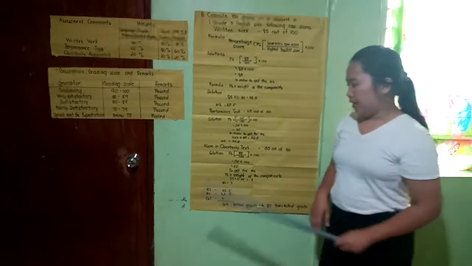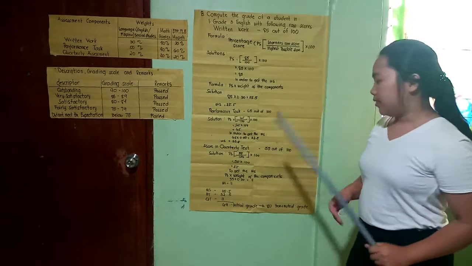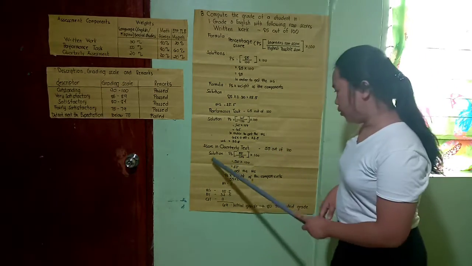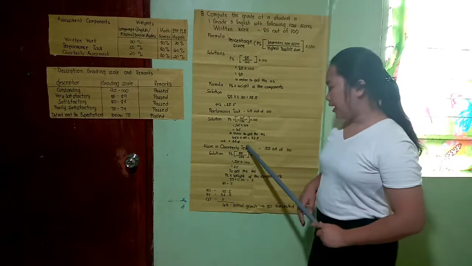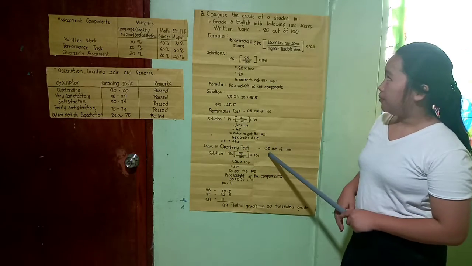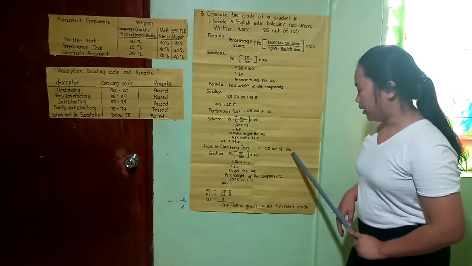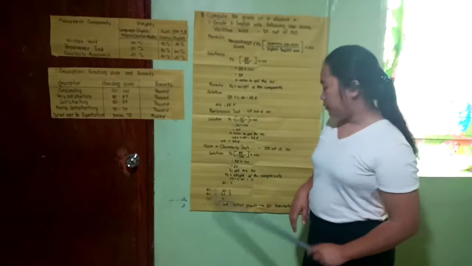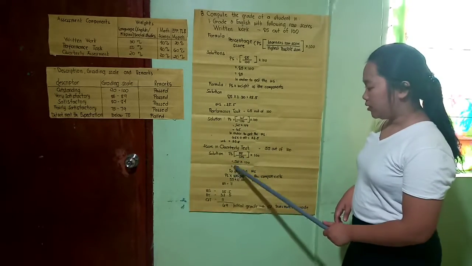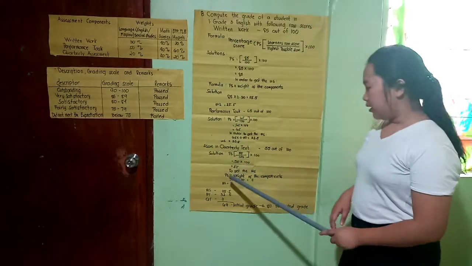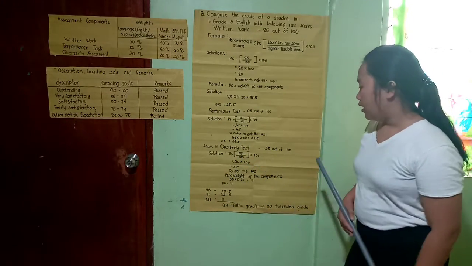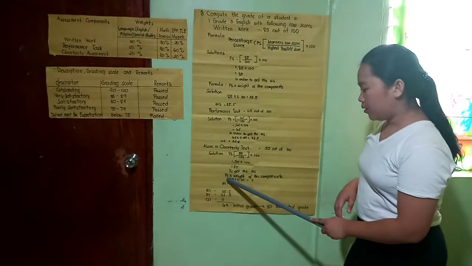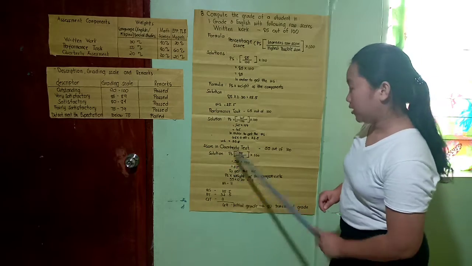So the last one is the quarterly test. To get the quarterly test score, a Grade 5 student got 55 out of 100. 55 divided by 100 equals 0.55, times 100 equals 55. To get the rating score, we look at the weight of the component for the quarterly assessment, which is 20%. We compute the percentage score times the weight of the component, which is 20%.